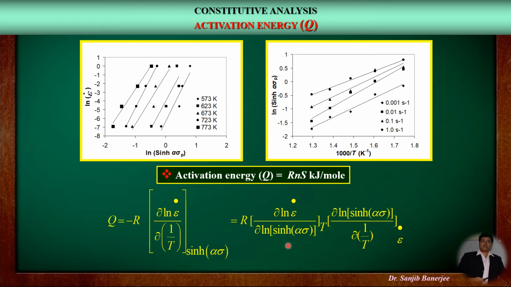Thus the activation energy denoted by Q of the material is equal to R into n into S, where R is the universal gas constant, and n and S can be evaluated from the average slope values from these plots. The unit of the activation energy is kilojoule per mole. So the activation energy Q of the material may be evaluated by this particular methodology.